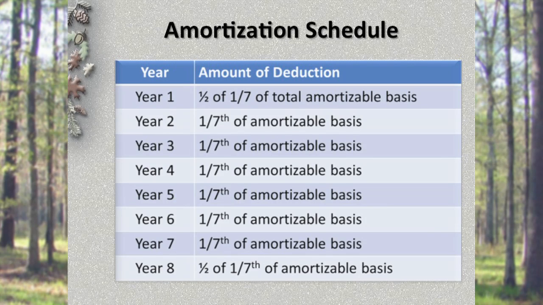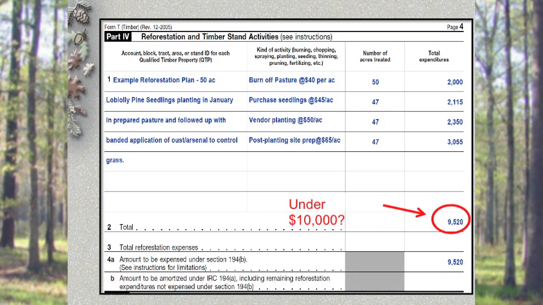If you go over the $10,000 limit on a particular stand, you'll have to amortize, or if you're a trust. And here's what we call an amortization schedule. Essentially, it's a deduction over 8 tax years. And so you take 1/2 of 1/7 the first year, and so on, and after 8 tax years, you'll be able to deduct the entire amount. Amortization is not that horrible. It's just more time consuming and more paperwork. So people like to avoid that kind of stuff.